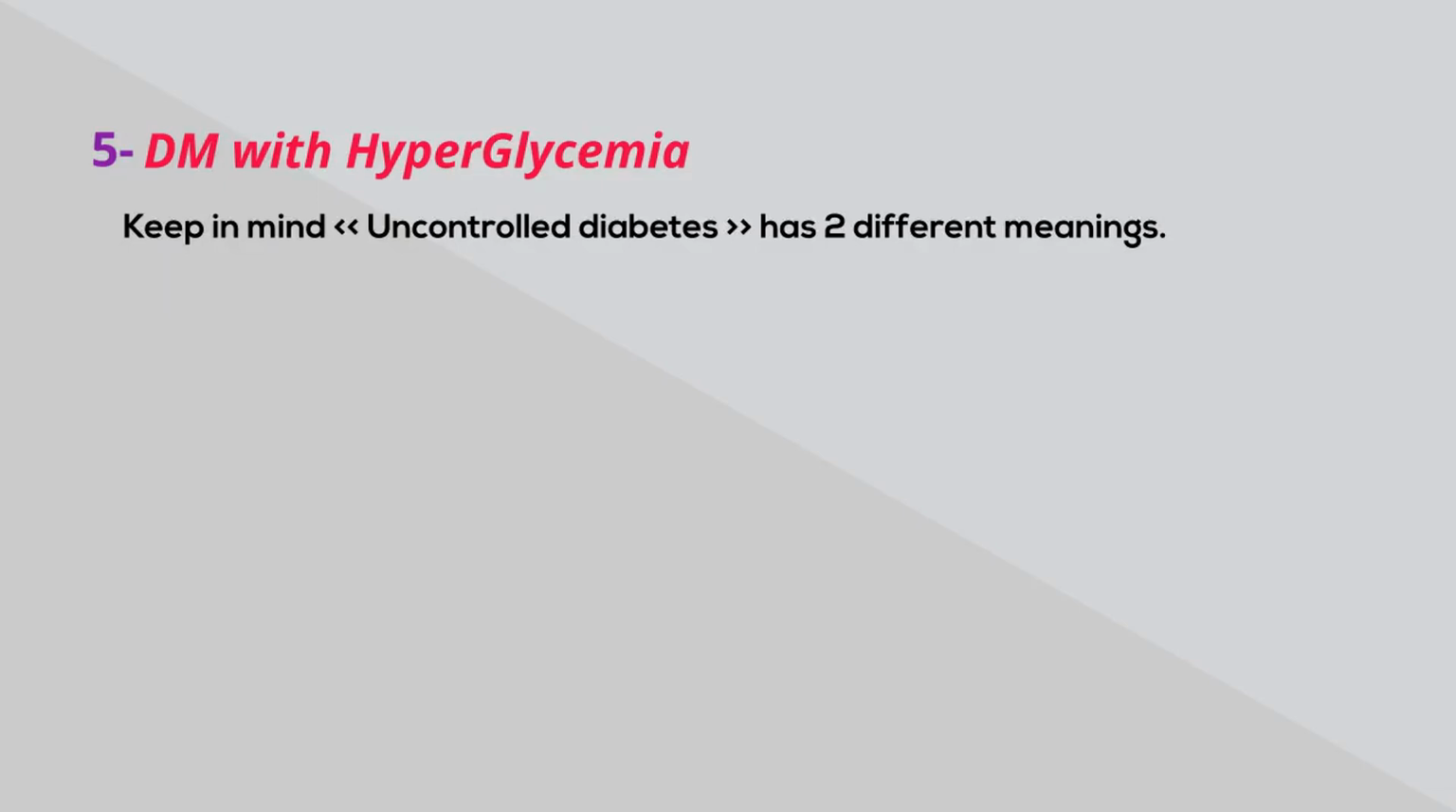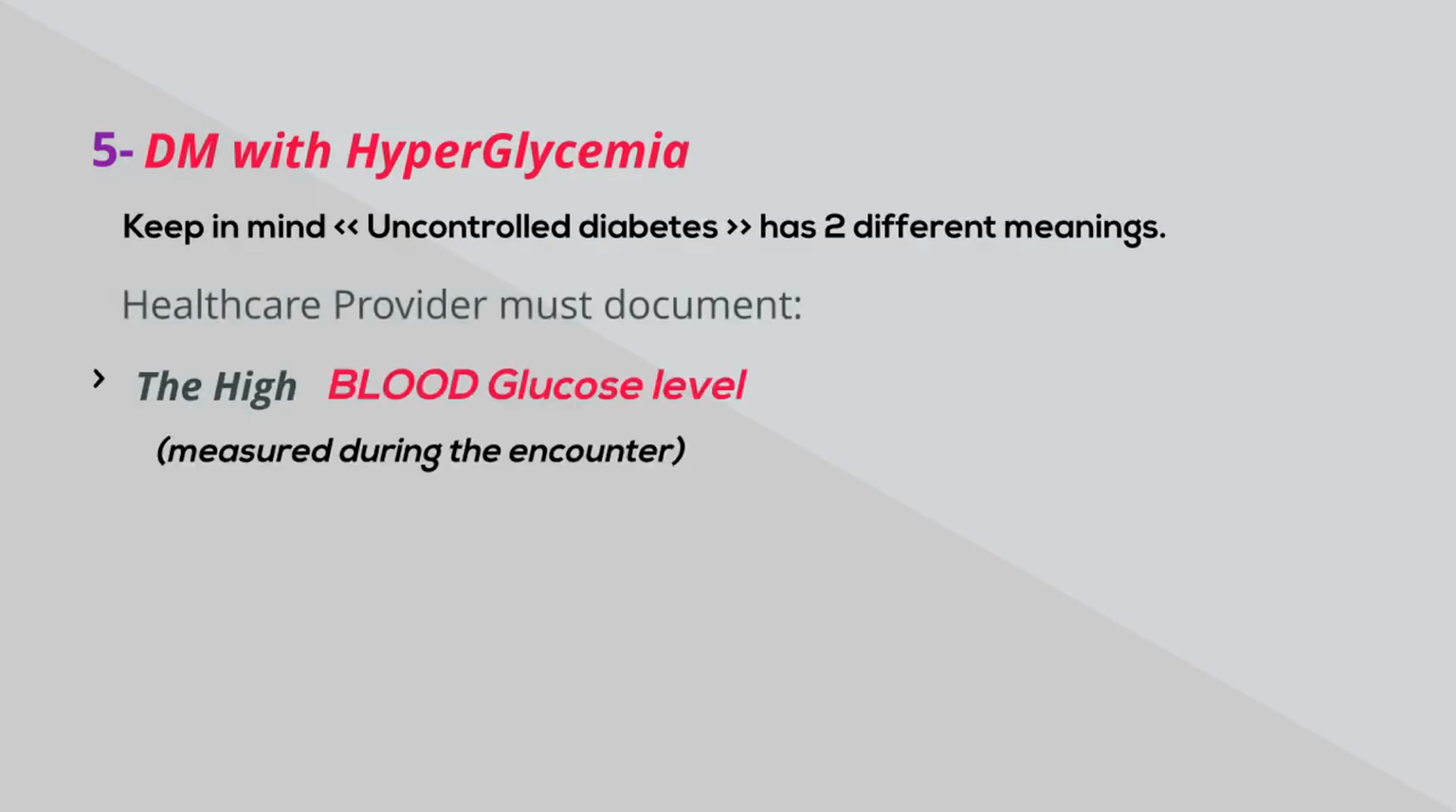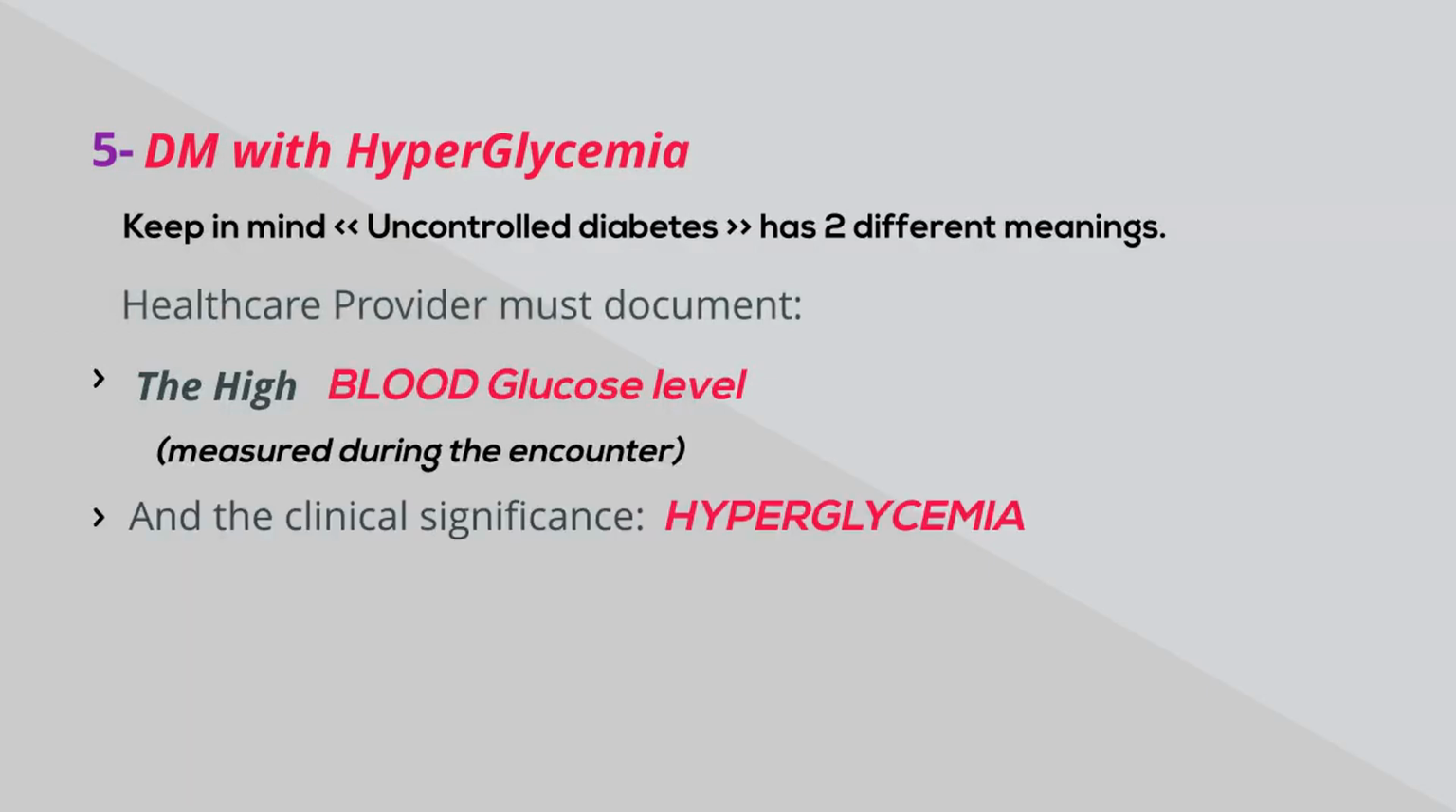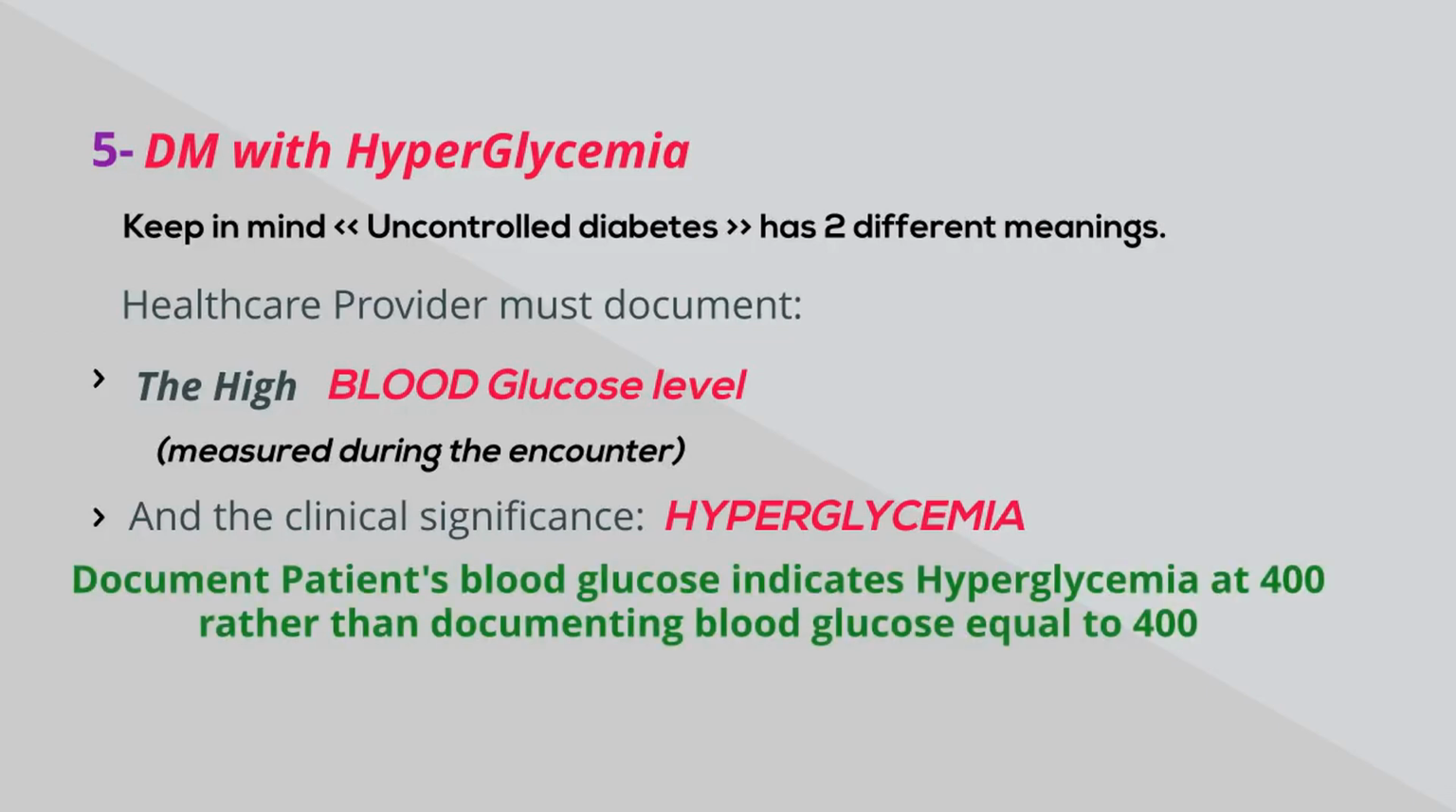To support diabetes with hyperglycemia, the healthcare provider must document the high blood glucose level measured during the encounter and its clinical significance, hyperglycemia. For example, you should document the patient's blood glucose indicates hyperglycemia at 400 rather than documenting blood glucose equal to 400.